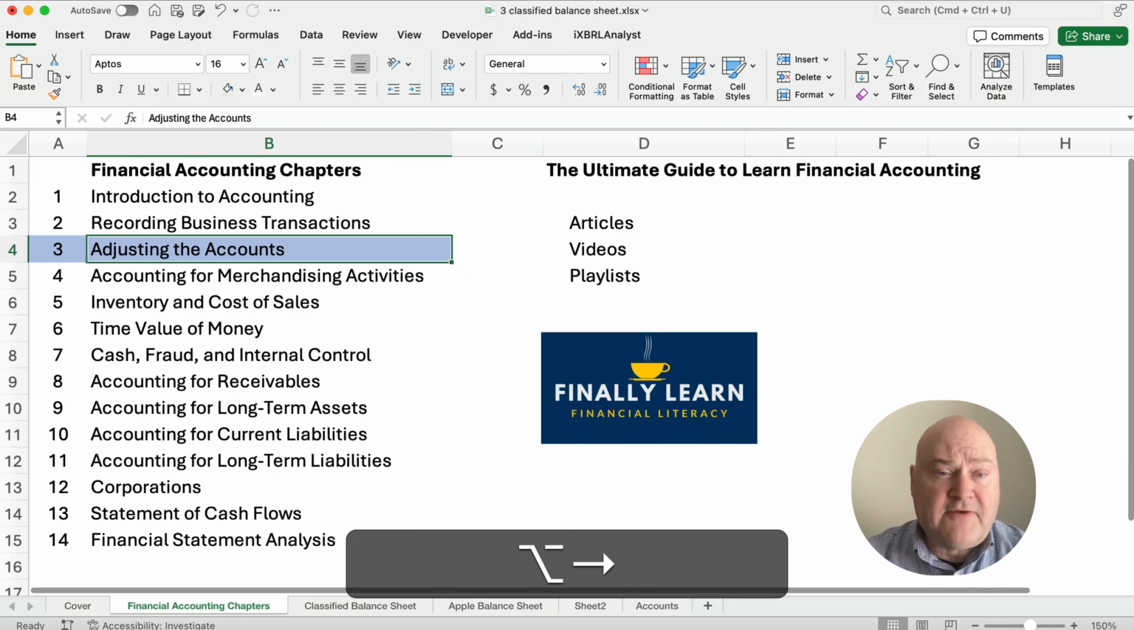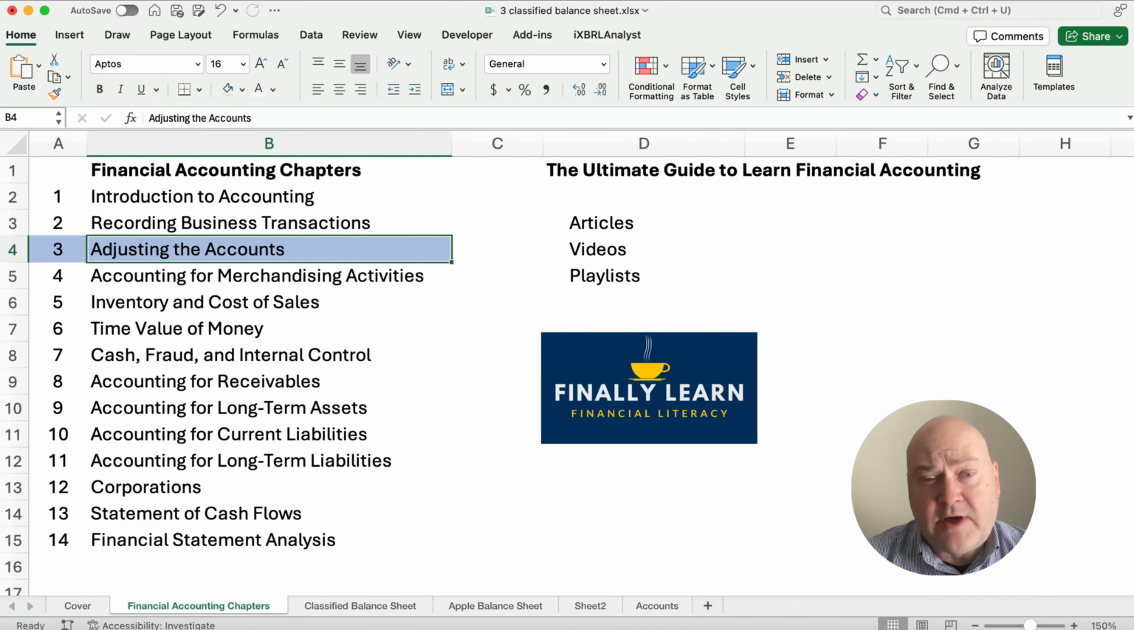Now we're in the middle of the financial accounting chapters. I'm working my way through the financial accounting chapter, so this is generally in chapter 3, adjusting the accounts. But once you know how to do a classified balance sheet, it's really throughout the entire financial accounting, and all the accounting courses use a classified balance sheet.